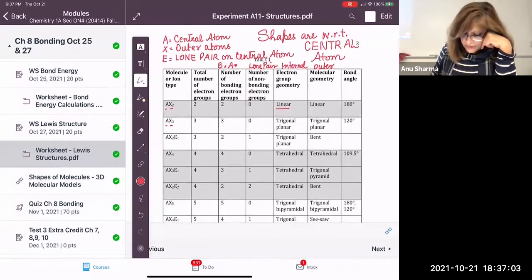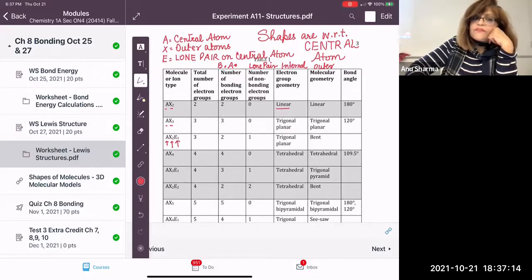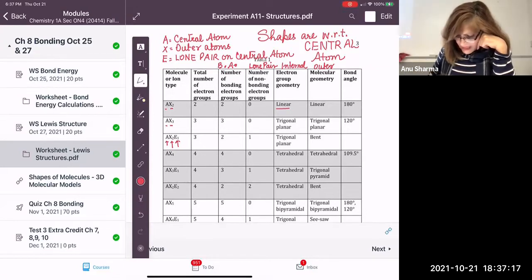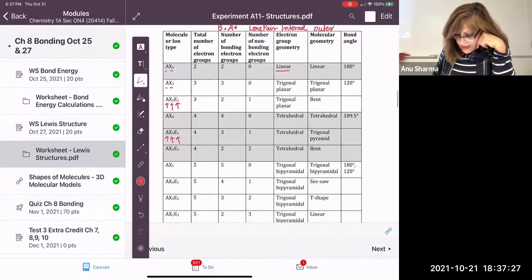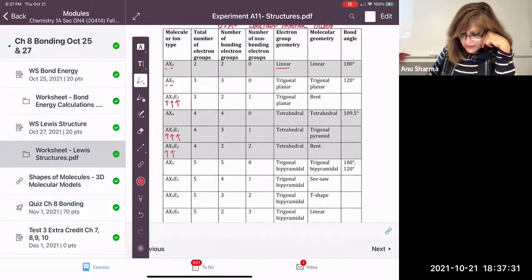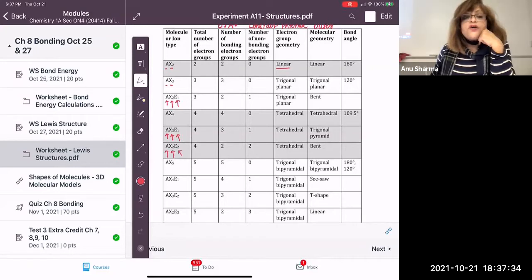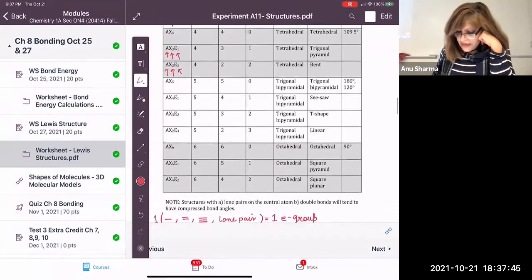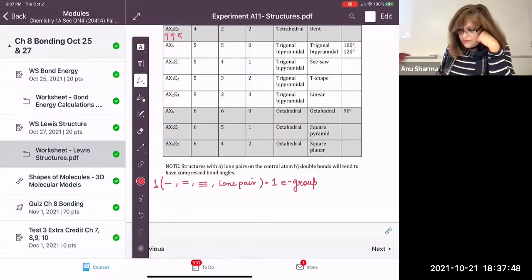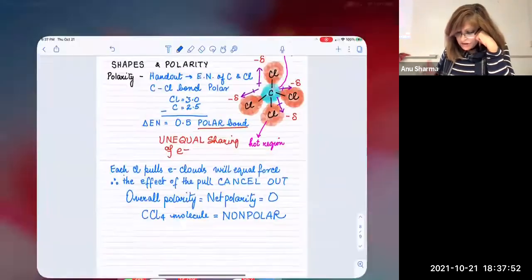Here we have AX2E1. A stands for the central atom, X2 are the two outer atoms, and E1 means there is one lone pair on the central atom. Similarly, AX3E1: A is the central atom, X3 are the three outer atoms, and E1 is one lone pair on the central atom. And here, A is the central atom, X2 are two outer atoms, and E2 means two lone pairs on the central atom. With that said, look at the shapes: trigonal planar, tetrahedral, bent, octahedral, square planar. We will study this more in the next chapter, which is an important chapter.